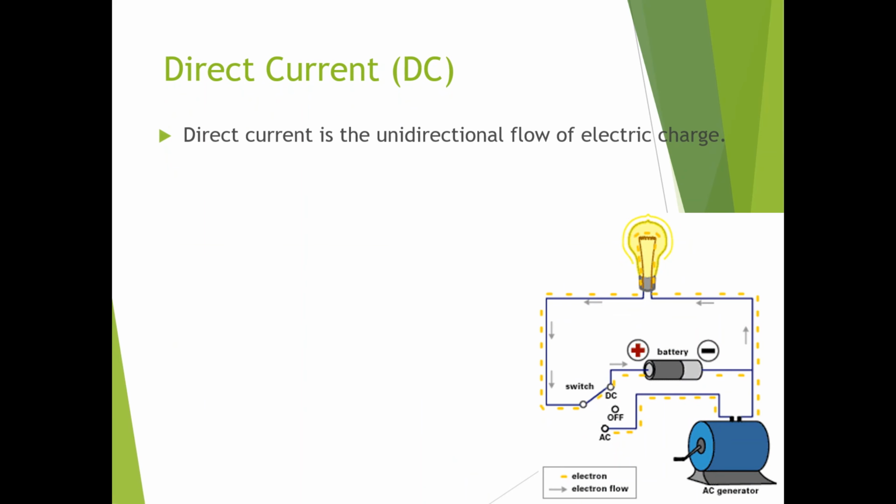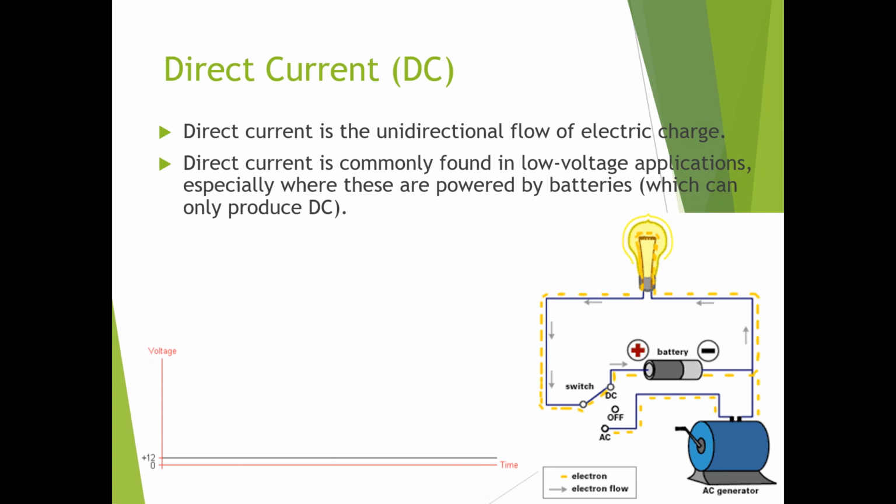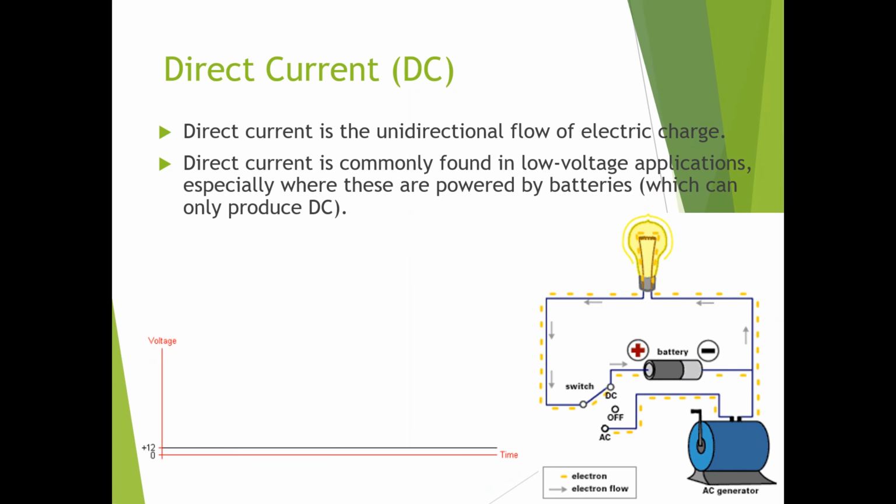Direct current, DC. Direct current is the unidirectional flow of electric charge. Direct current is commonly found in low voltage applications, especially where these are powered by batteries, which can only produce DC.